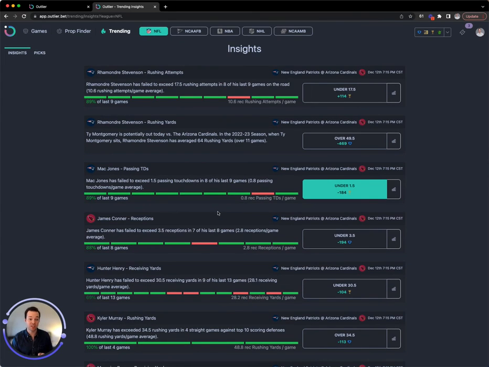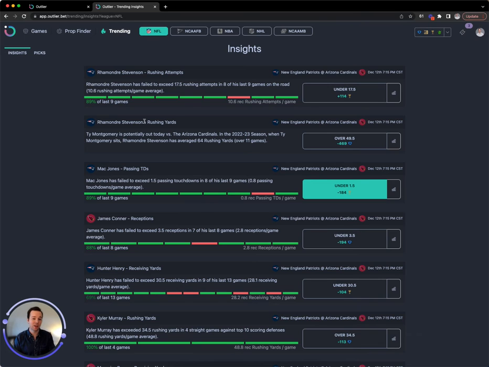So that's trending insights. One thing that I really like about insights is this is a great way to start your research. If you don't know what you want to bet on tonight, if you want to bet at all tonight, I would suggest starting with the trending insights because it gives you good context of what players are trending, what players aren't, and it's a good jumping off point for your research.